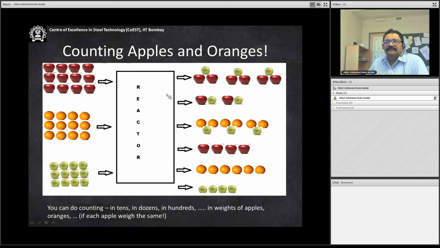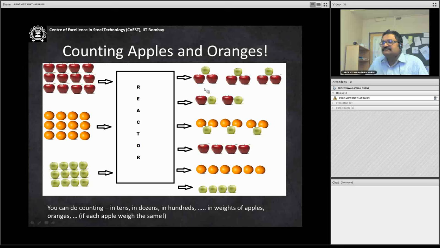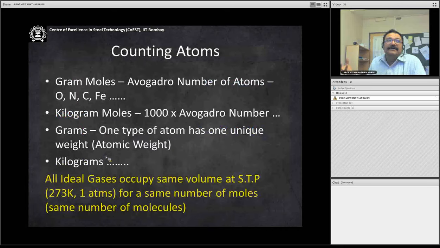basically, in a reactor, these kinds of things, of course, it's not that you put in only apples and oranges, you can even put in packets. For example, I may put in iron oxide, which is a packet of iron and oxygen atoms, and it may count as such. So whatever it is, basically we count these individual elements in a material balance.